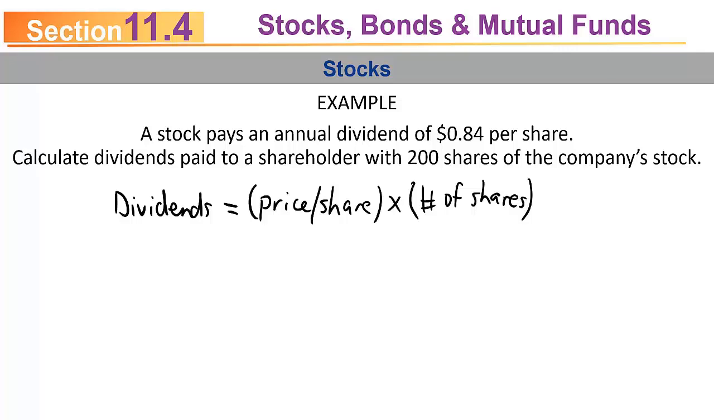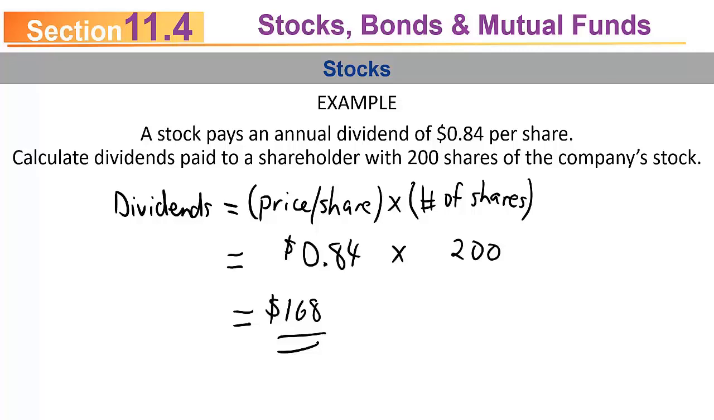Dividends are the price per share times the number of shares. So the price per share is 84 cents. The number of shares that the shareholder owns is 200. 200 times 0.84 is $168. So that stock would pay $168 annual dividend to that particular stockholder with 200 shares of stock.